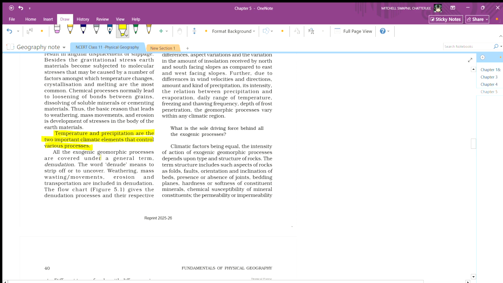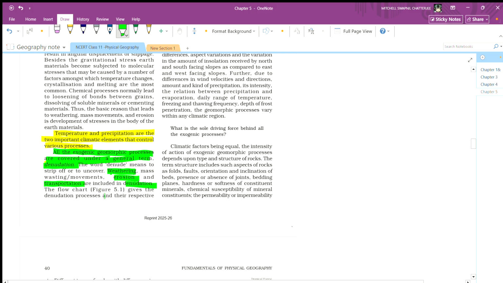All the exogenic geomorphic processes are covered under a general term called denudation. Let's mark it. The word denude means stripping off or to uncover. Weathering, mass wasting or movement, erosion, and transportation are included in denudation. This is stripping off outer material; mass wasting and movement also degrade; erosion and transportation are also included in denudation.